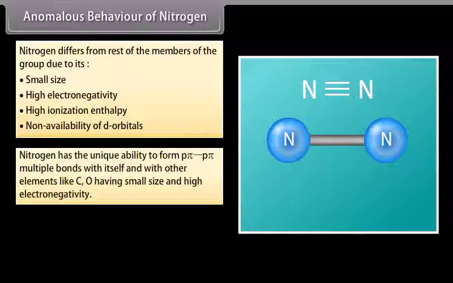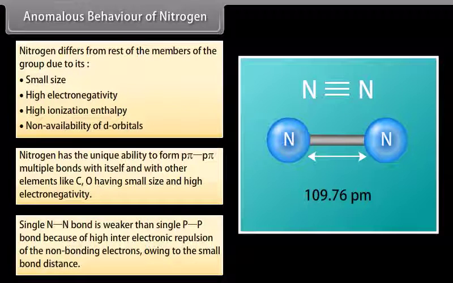Nitrogen has the unique ability to form pπ-pπ multiple bonds with itself and with other elements like carbon and oxygen having small size and high electronegativity. Thus, nitrogen exists as a diatomic molecule with a triple bond between the two atoms having high bond enthalpy 941.4 kJ per mole. Single nitrogen-nitrogen bond is weaker than single phosphorus-phosphorus bond because of higher inter-electronic repulsion of the non-bonding electrons owing to the small bond distance.